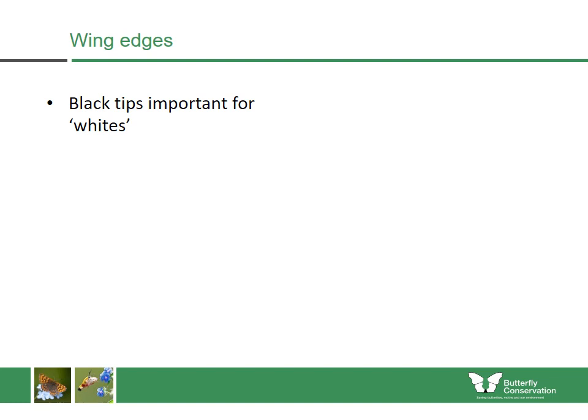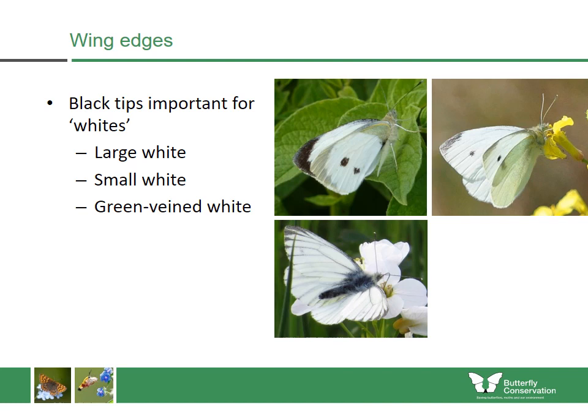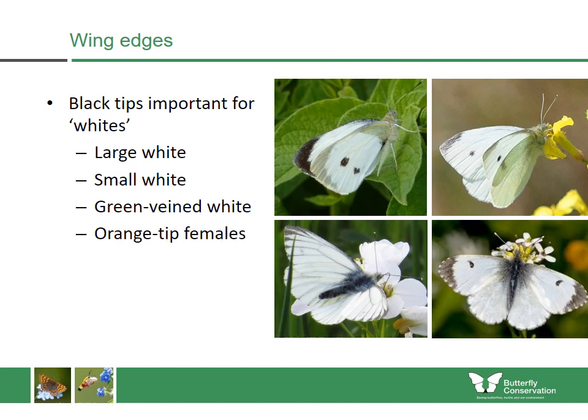Then the wing edges are really important for the white species of butterfly. This includes the large white, small white, green veined white and orange tip females in Scotland. Orange tip males have orange tips to the wings, but females don't have that feature. I'll talk about each of these species in turn and show you how to separate them from the closely related ones.